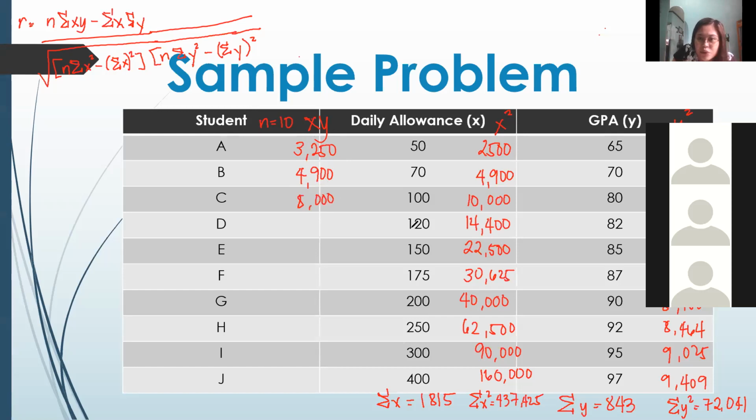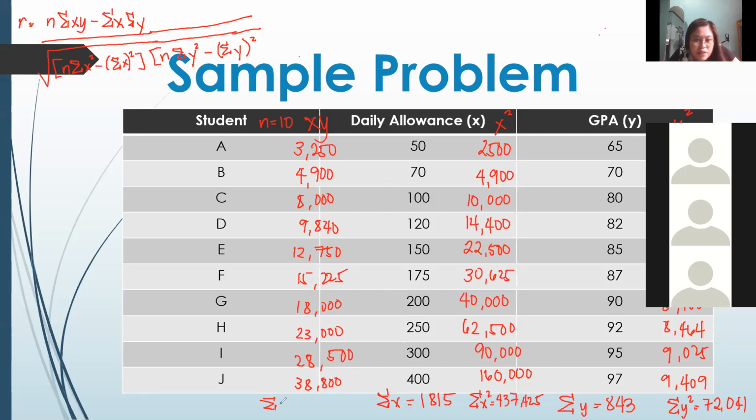And then 120 times 82 is 9,840. And then 150 times 85 is 12,750. For student F, 175 times 87 is 15,225. Next, student G, 200 times 90 is 18,000. For student H, 250 times 92 is 23,000. Student I, 300 times 95 is 28,500. And 400 times 97 is 38,800. Kindly get the summation of this also.